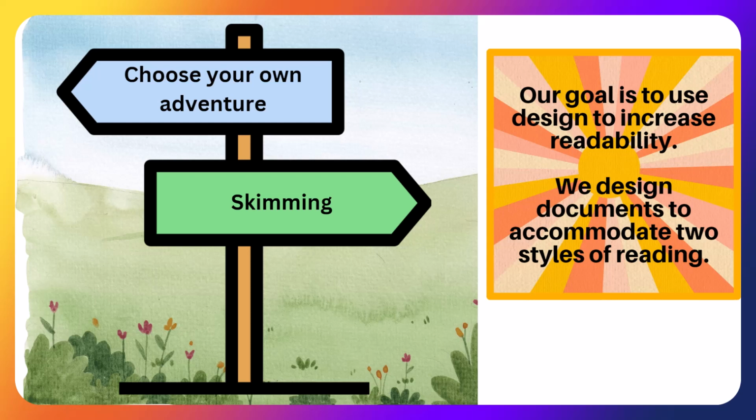this choose-your-own-adventure, skipping-around type of reading style, and skimming, which is a very shallow, quick type of reading. And then, if we're lucky and they like what they see, they might at some point deep read. But when I'm reading a research article, I rarely ever deep read.